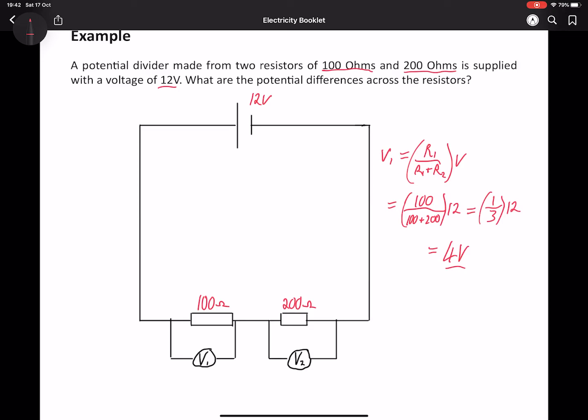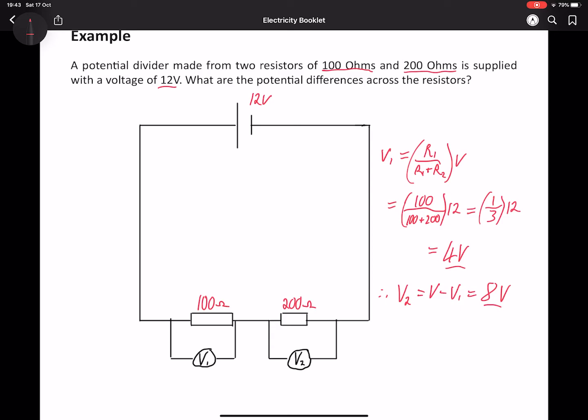Now we could plug everything in again for V2, but we don't need to. We know that every component in series with the supply will receive the sum of 12 volts. So if we take this 4 volts away from the 12 volts, we end up with 8 volts.